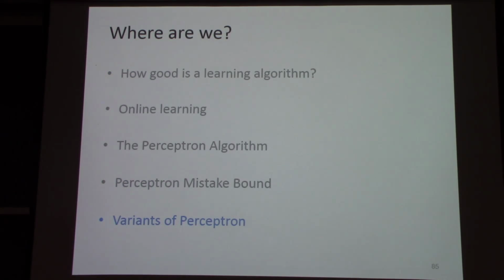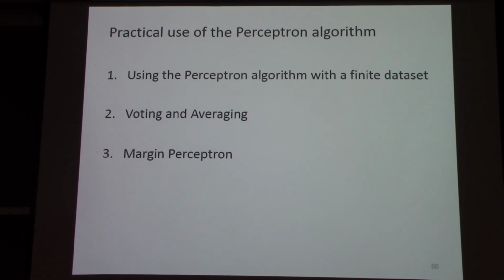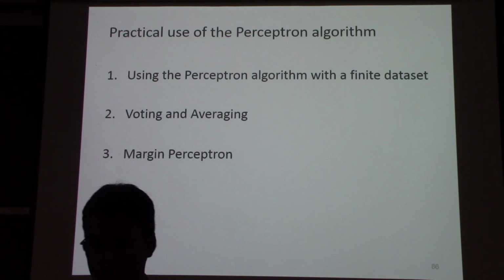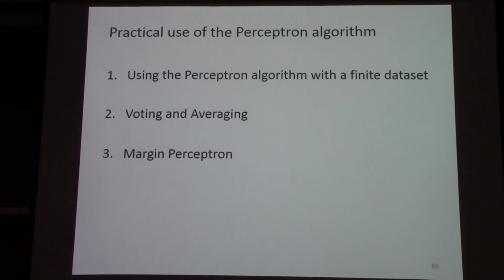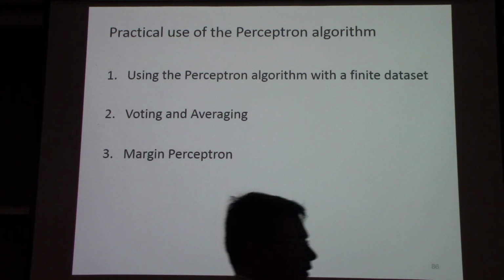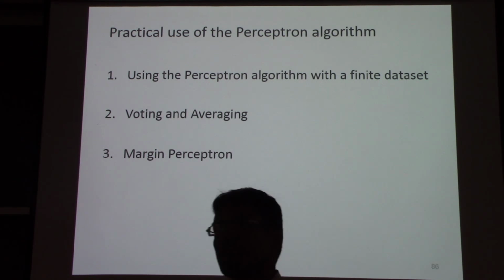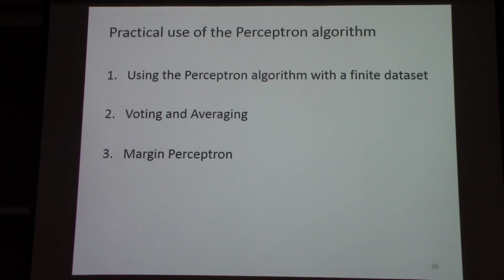Okay, let's now move on to the last part of this whole perceptron lecture, where we're going to discuss a few variants of perceptron. Because this algorithm is so old, there are tons and tons of variants. So I'm not going to look at all of them, I'm just going to present 3. In the vanilla version of perceptron, I assume that there's an infinite stream of examples that keeps coming in. We have no control. But in practice, we only have a finite data set.